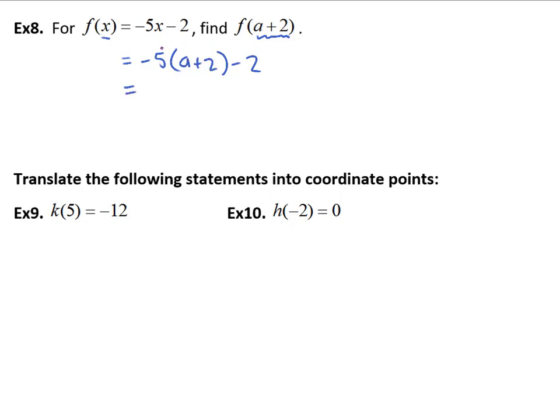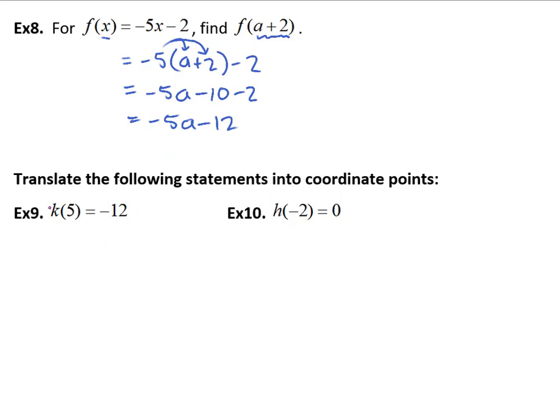So we do have some simplifying to do. We'll distribute our -5, multiply it through. So it gives us -5a, -5 times 2 is -10. And then we have a couple constants at the end we can simplify. We end up with -12. -5a minus 12. Okay, terrible box, but hopefully you get the idea there. There's our final answer for that.